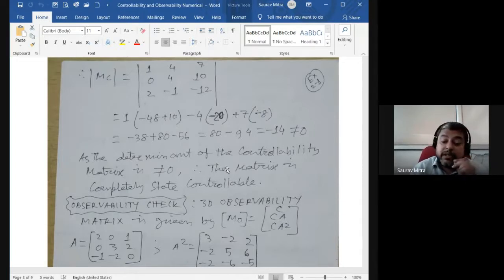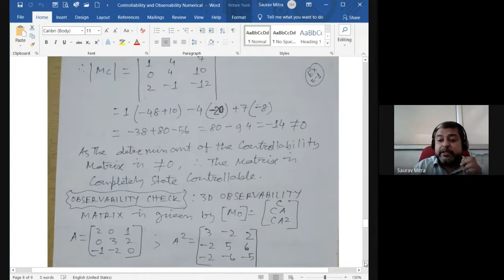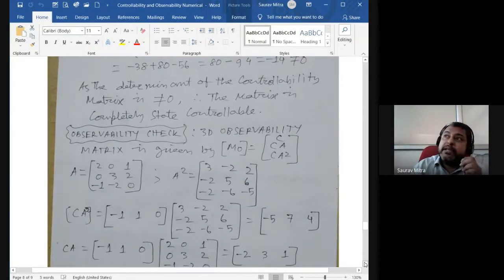If it is 0, that means none of the state is controllable. If rank is 1, that means out of 3, 1 state is controllable, 2 are uncontrollable. If rank is 2, that means 2 states are completely controllable, 1 state is not completely controllable. But in this case, we are finding that determinant is non-zero. That means rank is full. That means all 3 states in this case will be completely state controllable. So that is controllability.